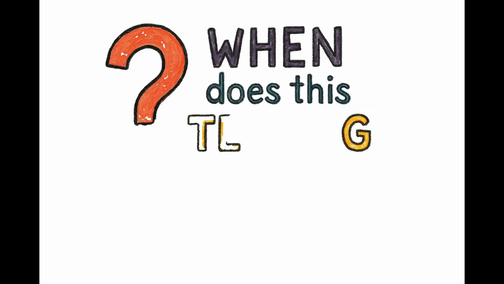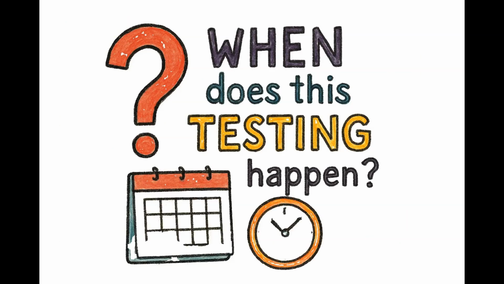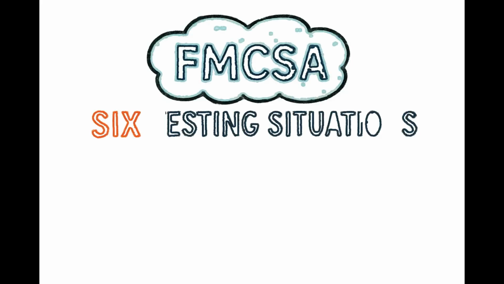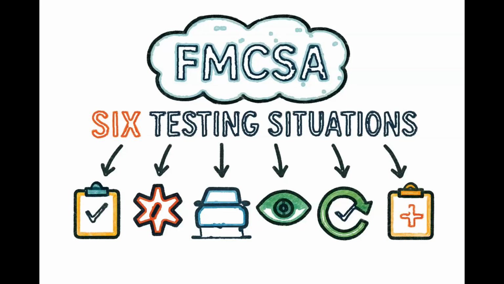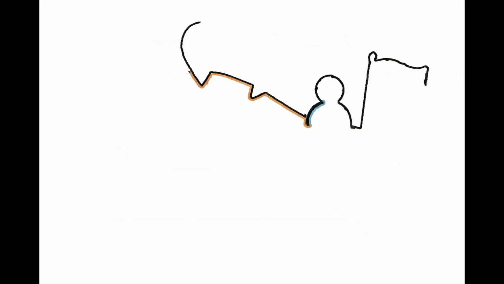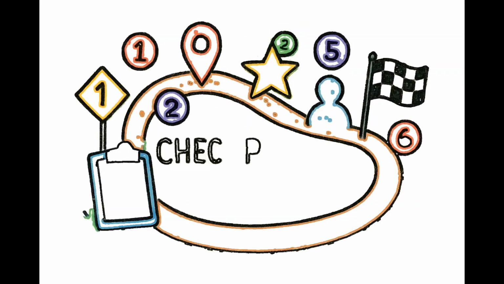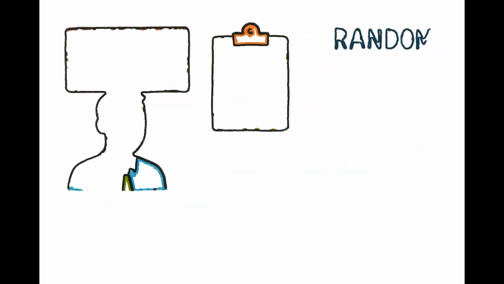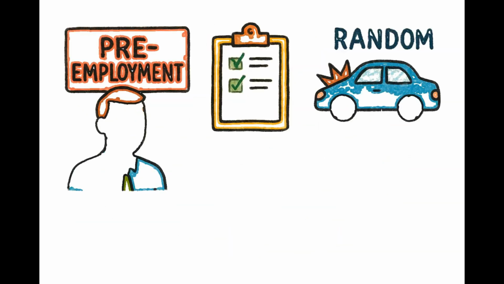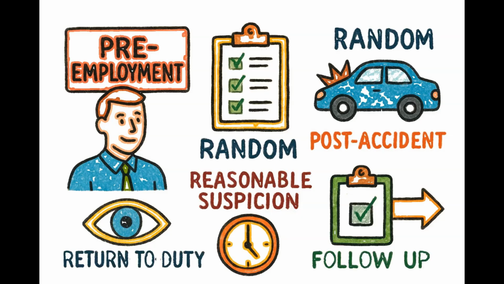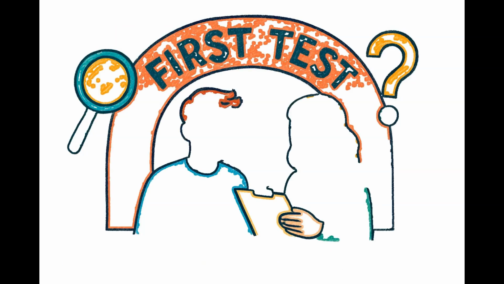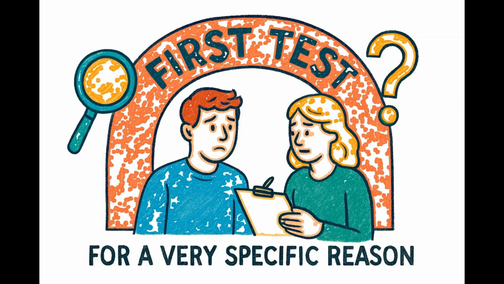So the next logical question is, when does this testing happen? The Federal Motor Carrier Safety Administration, or FMCSA, has laid out 6 specific situations that trigger a test. Think of them as 6 distinct checkpoints on your professional journey: pre-employment, random, post-accident, reasonable suspicion, return to duty, and follow-up. Each one is initiated for a very specific reason.